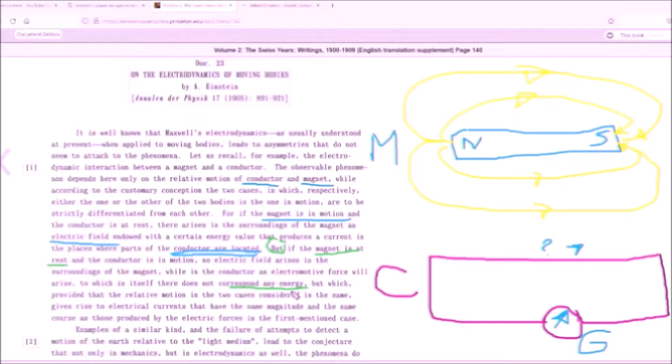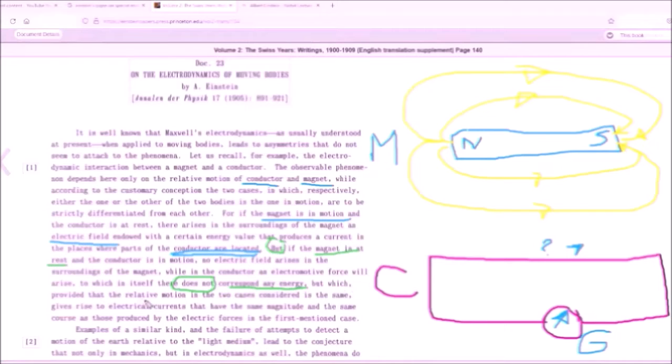How did you move the wire? Just moving the wire itself is an energy. Because you moved the wire, you created electromagnetic force in it. So the idea that there doesn't correspond energy, while in the conductor an electromotive force will arise, to which in itself there doesn't correspond any energy. No, it does correspond energy, because how do you move the wire if you don't have energy? That is where Einstein gets himself in deep trouble.